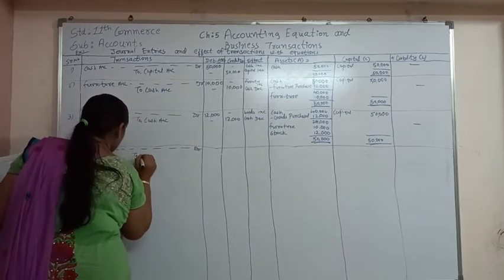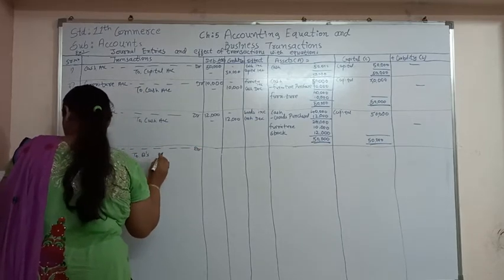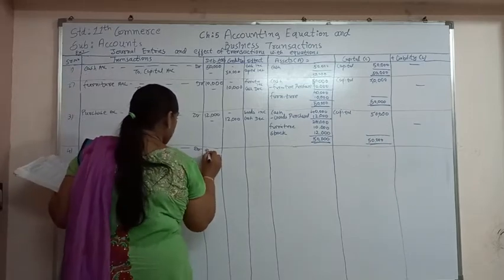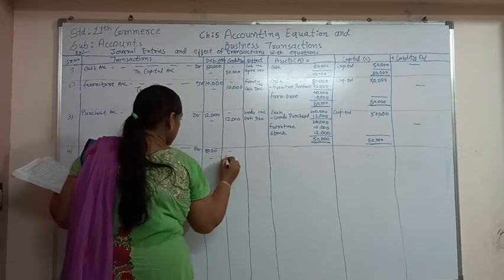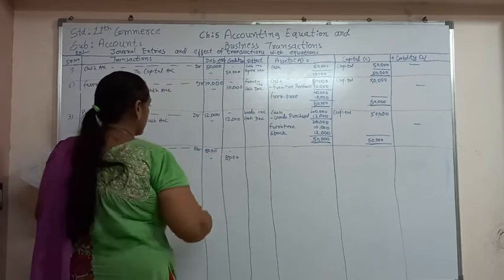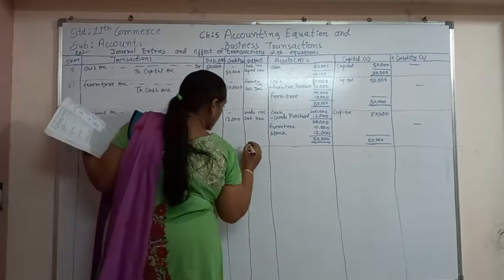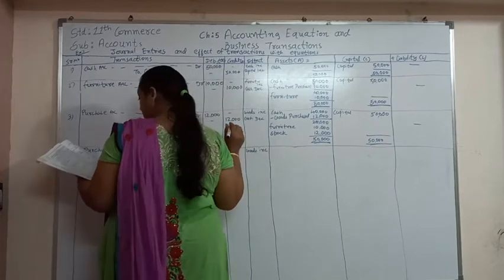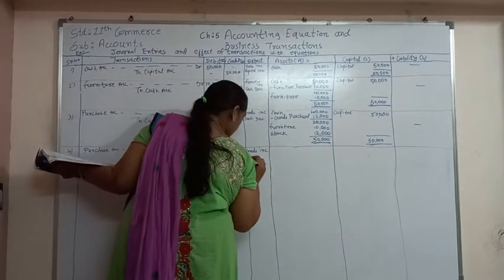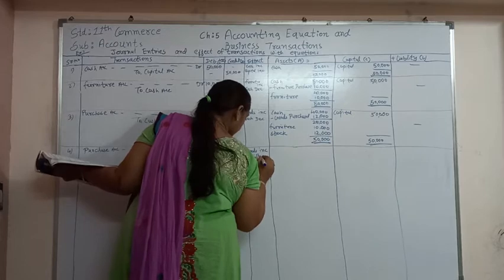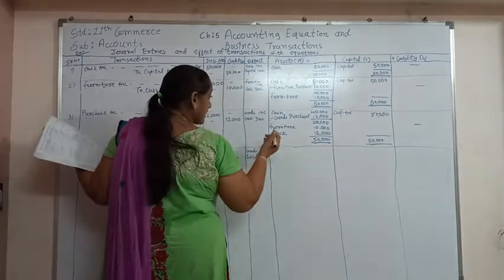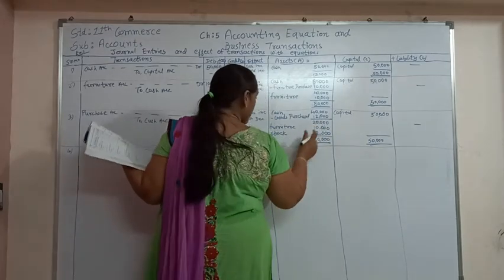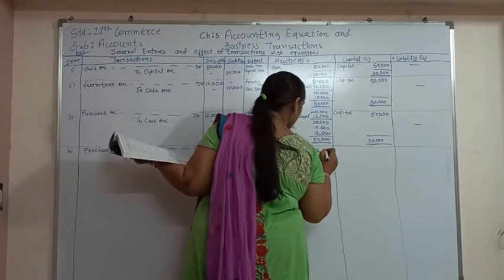to B's account, and here we have purchased the goods of rupees 8,000. So that is 8,000, and because of the purchase, the goods account is going to be increased, and liability is also going to be increased. And here we are going to write cash, because cash is not affected. So cash account 28,000 we are going to write.